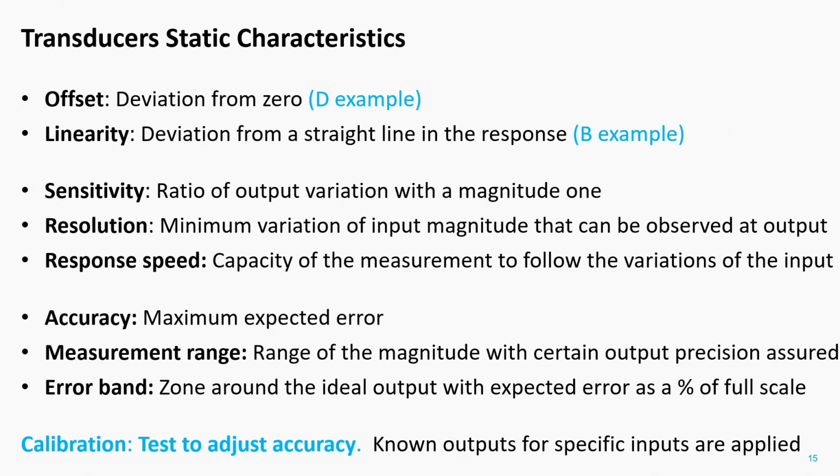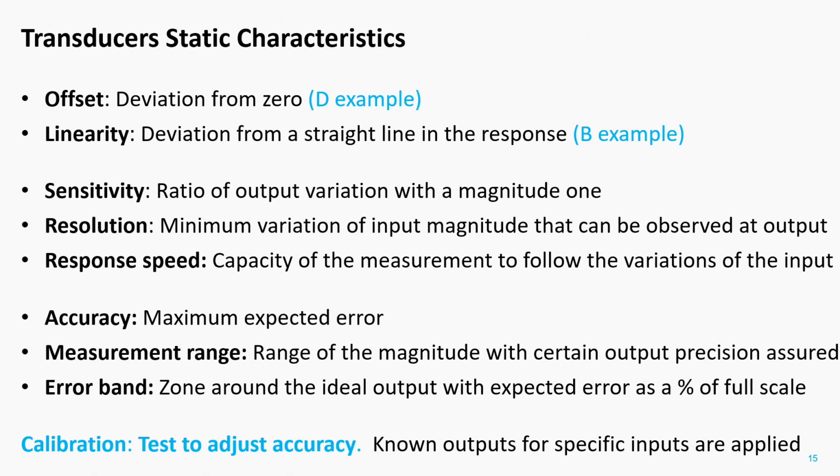Linearity, that is a deviation from the straight line in the response of the transducer, example B in the previous slide. Sensitivity, that is the ratio of the output quantity to a physical magnitude quantity. And resolution, that sets the minimum variation of the physical magnitude that can be observed at the output of the transducer. Finally, it is also interesting to talk about the response speed, that is the capacity of the transducer to give an output as fast as the input is modified.